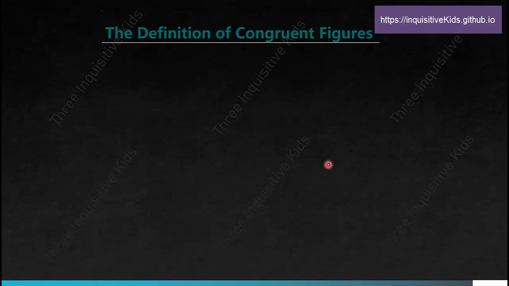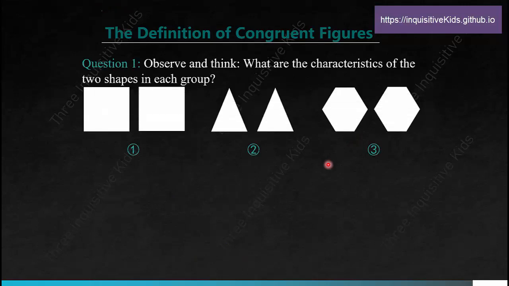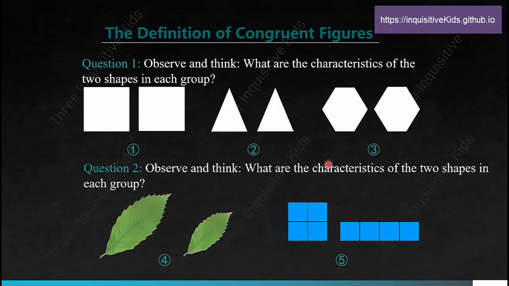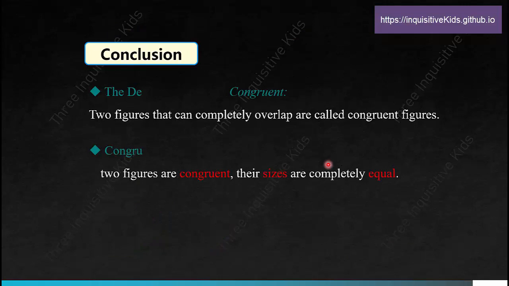So now let's learn all about the definition of congruent figures. Question 1. Observe and think. What are the characteristics of the two shapes in each group? Question 2. Observe and think. What are the characteristics of the two shapes in each group? So here's the conclusion. Definition of being congruent.